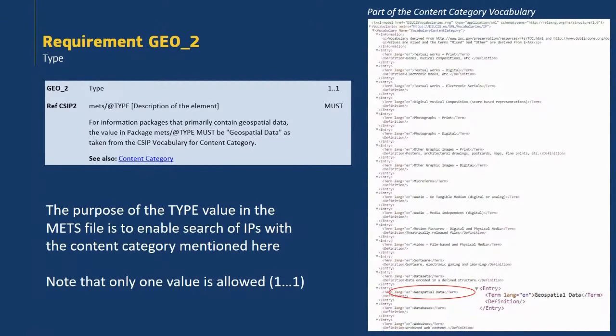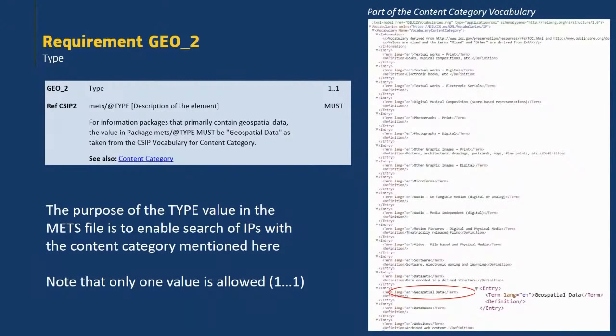And what is the purpose of putting in this value in the METS file? What is it used for? Because it cannot be used for validation, because the term geospatial data doesn't say anything about the format of the data in the information package or the requirements for the geospatial data. So the purpose of this type value in the METS file, I guess, is to enable search of information packages that have the content category mentioned here, for example, geospatial data. Then you can search for all information packages with geospatial data.